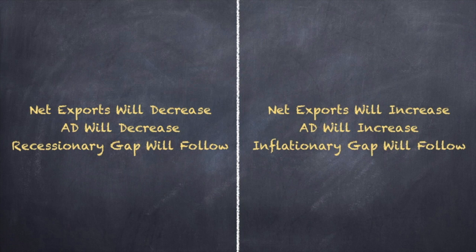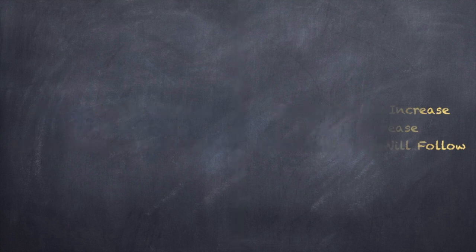And of course, what will happen to net exports? It's the same thing that we learned last time, in relation to appreciation and depreciation, where with the expansionary policy, net exports will decrease, AD will decrease, and the recessionary gap will follow. For the contractionary, net exports will increase, AD will increase, and the inflationary gap will follow. The important thing to remember with this is that it's a step-by-step process, and you can find yourself in this step-by-step process at any point in the test.